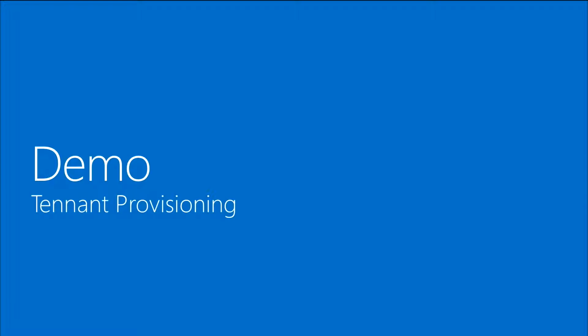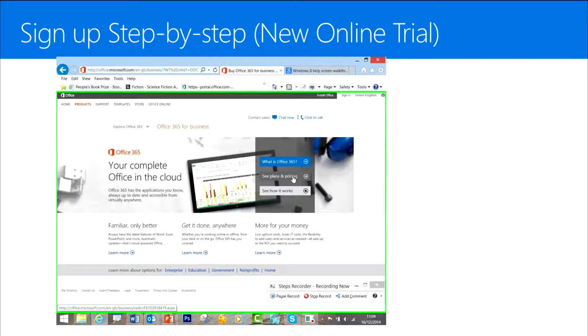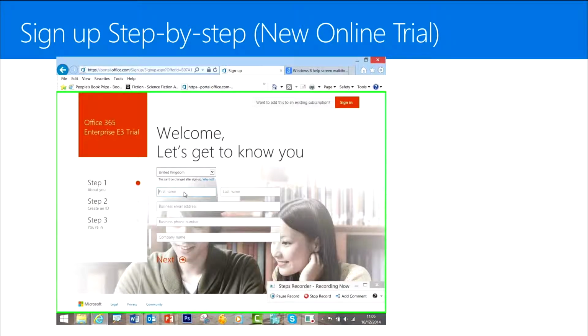Again, I'll just give you a little walkthrough of what that looks like. This is the setup screen. Depending on where you are in the world, the screen may look a little bit different, but fundamentally, it's the same. You've decided that, hey, I want to try a trial of Office 365. So you'll need to put in your details here, your username, the name of the company.